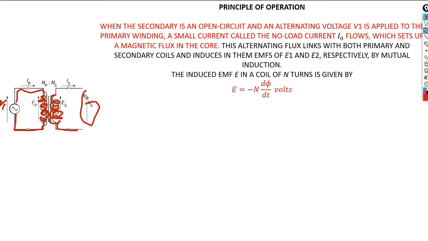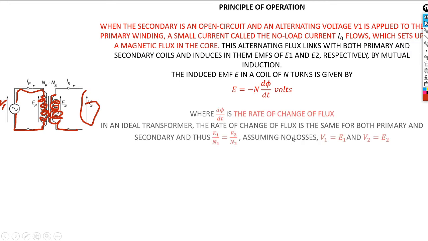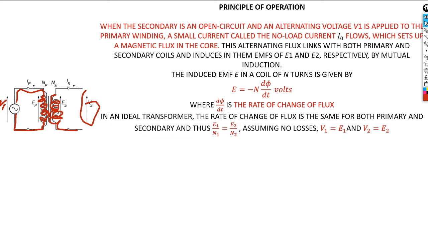As you know from Electrical One, you have your E, which is the induced EMF. The number of turns of our conductor is going to affect it. So we're going to have a change in flux over the change in time, because there is a time involved. And therefore, we can see that the change in flux over the change in time is the rate of change of the flux. In the ideal transformer, the rate of change of the flux is the same for both primary and secondary. What does that mean? It means our E1 over N1 is equal to E2 over N2.